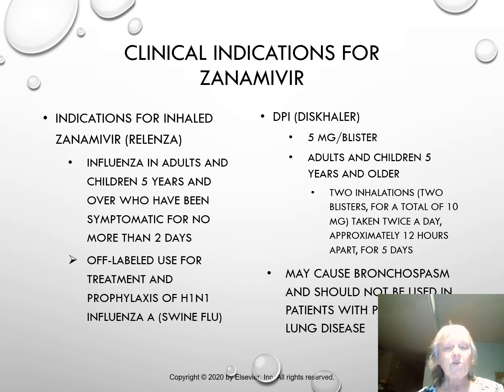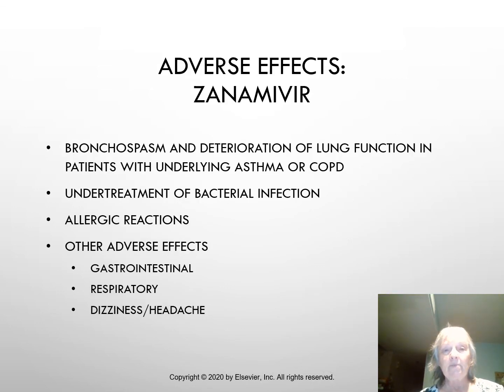Okay, so this is Relenza. This is for influenza in adults and children 5 years and over who've been symptomatic for no more than 2 days. The off-label use was for the treatment and prophylaxis of H1N1 influenza A, which was your swine flu. It comes as a DPI, okay, and you take 2 inhalations, that's 2 blisters for a total of 10 milligrams twice a day, approximately 12 hours apart for 5 days. You can get some bronchospasm with this, so if you have pre-existing lung disease, this is something that you may not want to be using.